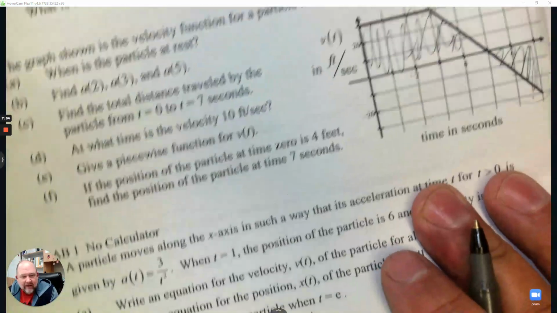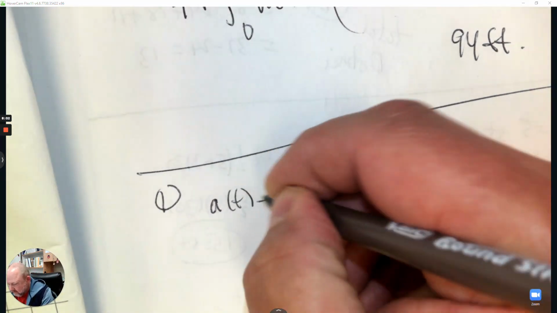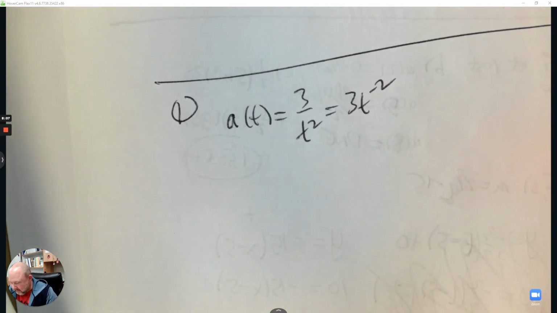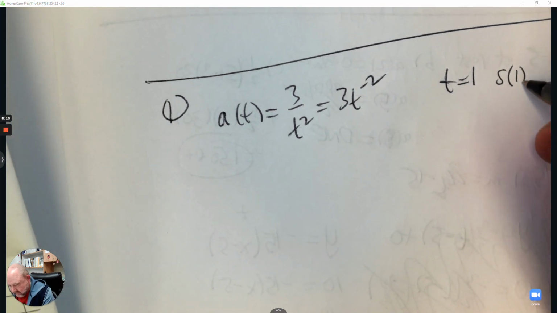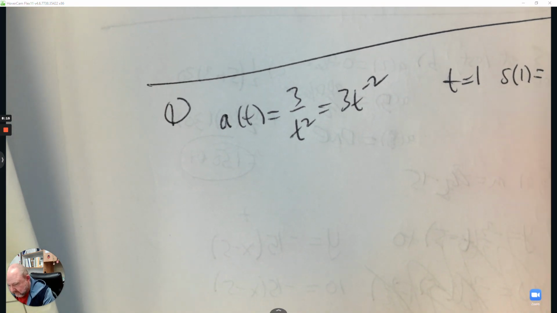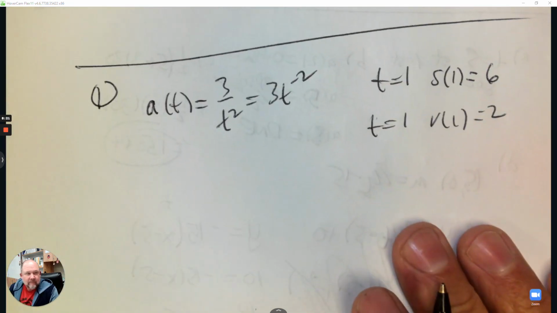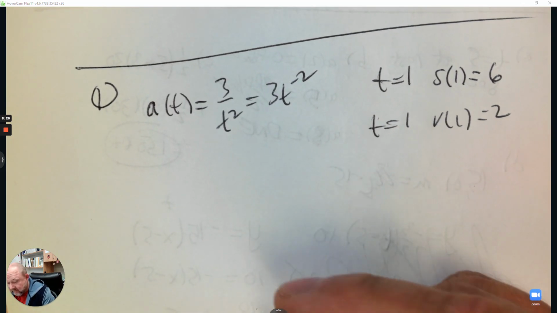All right, last question. A particle moves along the x-axis in such a way, again, that its acceleration is given by this. So I'm going to write that down. The acceleration is 3 over t squared, and I want to write it in calculus friendly form already. When t equals 1, the position is 6, and its velocity at 1 is 2. And then it says answers. Write an equation for the velocity. Write it for the position.